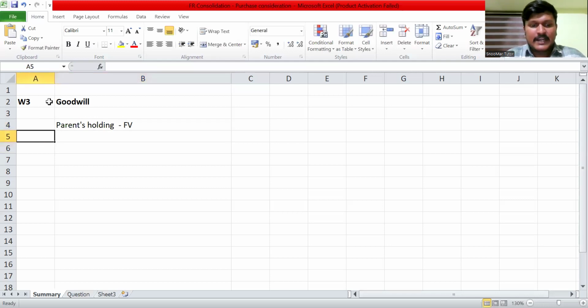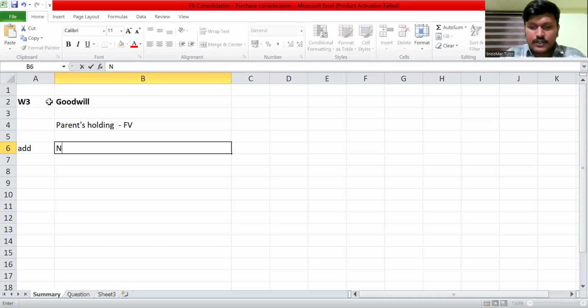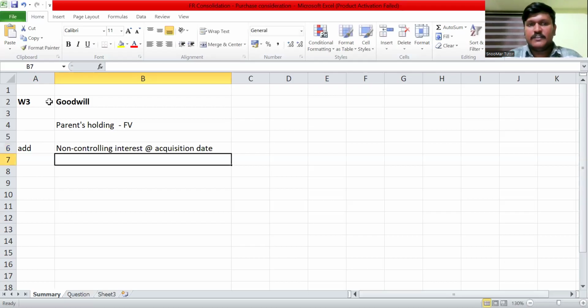Then you need to add the value of non-controlling interest. What is non-controlling interest? Let's say I'm acquiring 80 percent of a company, so I am holding 80 percent and there is 20 percent held by other people. So you need to see what the value of the non-controlling interest is at the acquisition date. That also you need to consider.